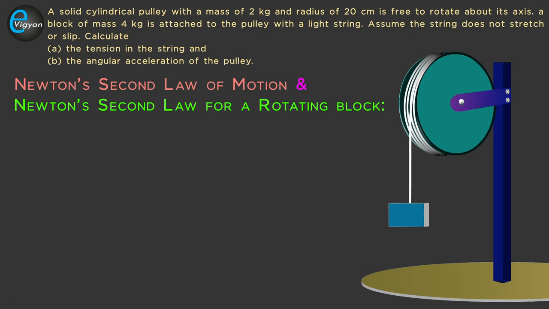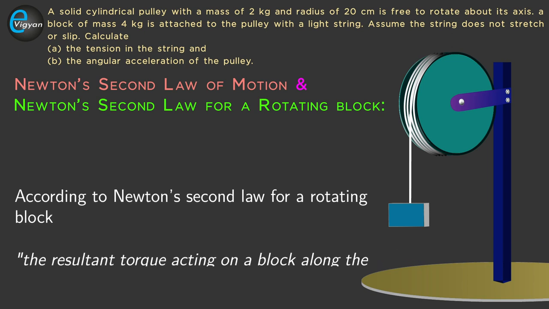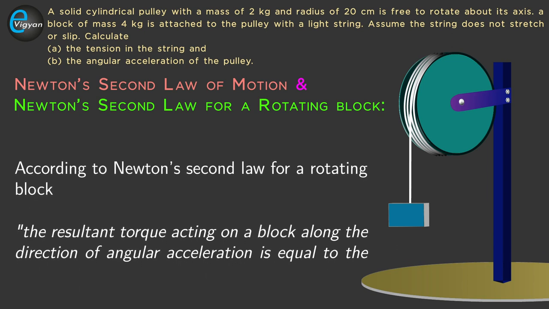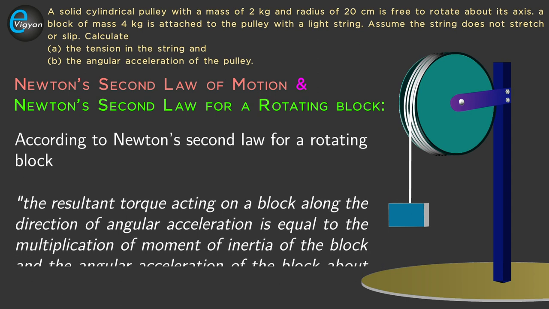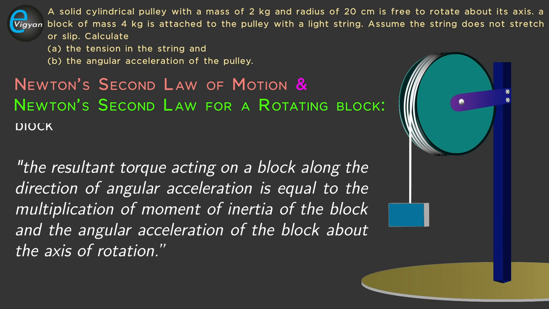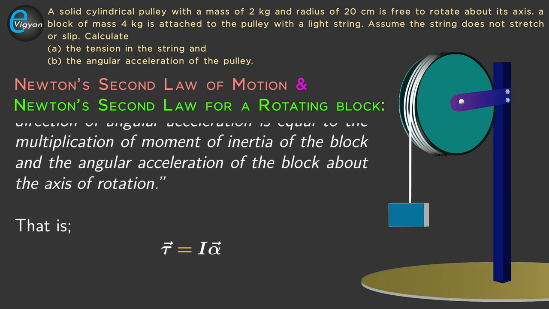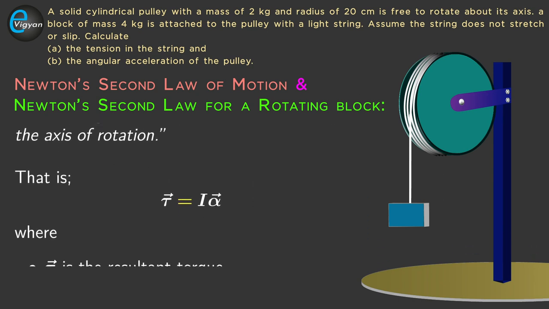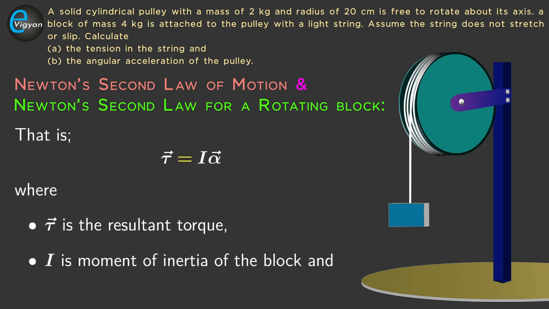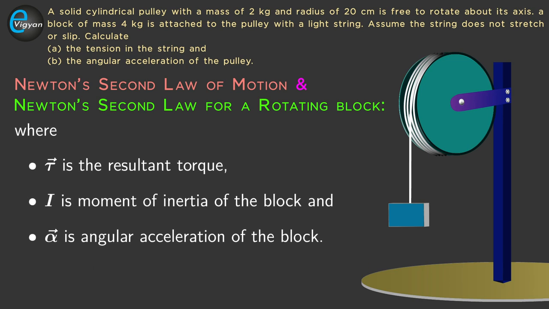Now let's see what is Newton's second law for a rotating block. According to Newton's second law for a rotating block, the resultant torque acting on a block along the direction of angular acceleration is equal to the multiplication of moment of inertia of the block and the angular acceleration of the block about the axis of rotation. That is tau equal to I alpha, where tau is the resultant torque, I is the moment of inertia of the block, and alpha is the angular acceleration of the block.